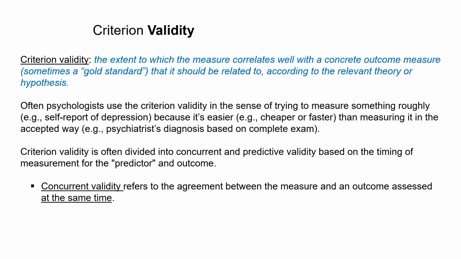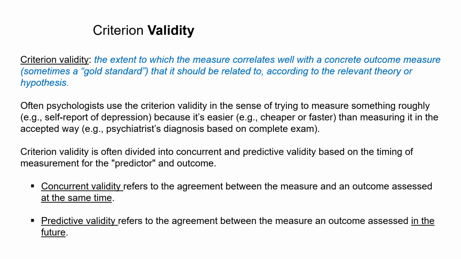So you measure them on that gold standard, let's say, like the example up above, we're trying to see a psychiatrist diagnosis based on a complete exam. So you've got the complete exam that was just completed, and then they do this other measure. So concurrent, it says at the same time, but rarely are they doing it at the exact same time. Concurrent, you're looking at very close in time. And then there's predictive, that refers to agreement between the measure and something assessed in the future.